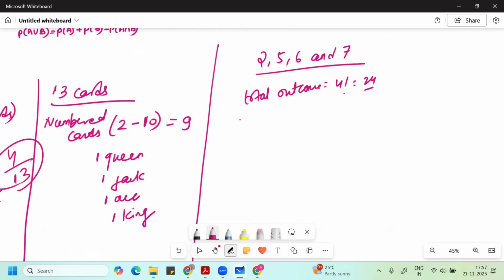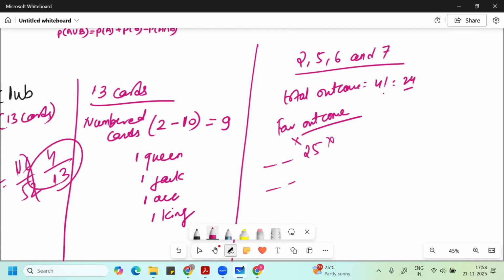Favorable outcome means you want divisible by 4, right? What is the divisibility rule of 4? The last two digits should be divisible by 4. So 2, 5 is not divisible by 4. 2, 6 is not divisible by 4. 2, 6 is 26, and that is not divisible by 4. Then 2, 7 is not divisible by 4. And if a number is ending with an odd number, it can never be divisible by 4.